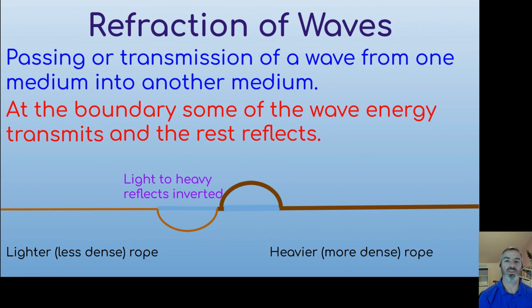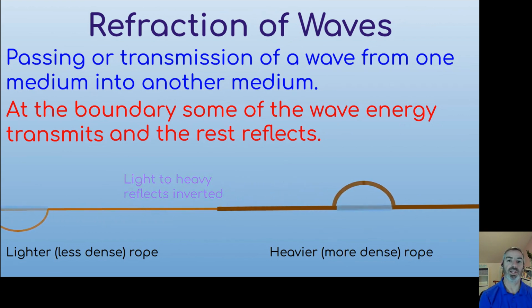And then notice as the pulses continue to travel that the light rope has a faster speed than the heavy rope because there's more mass per unit length in the heavy rope with the same tension, because they're both pulled with the same tension.